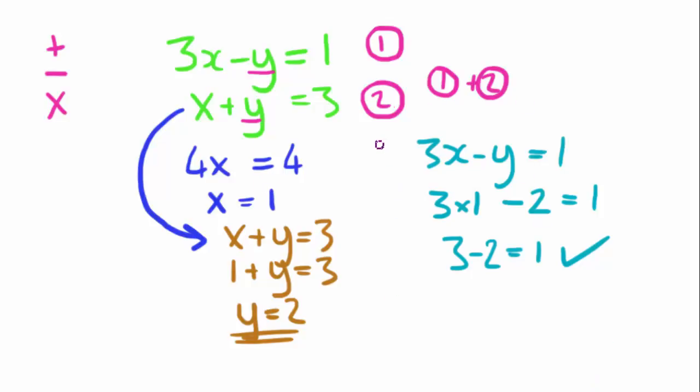So this is using elimination, because you're trying to eliminate, first of all, one of the unknowns, and then after that we're looking to find the other unknown. So hopefully that's cleared one or two wee issues up.